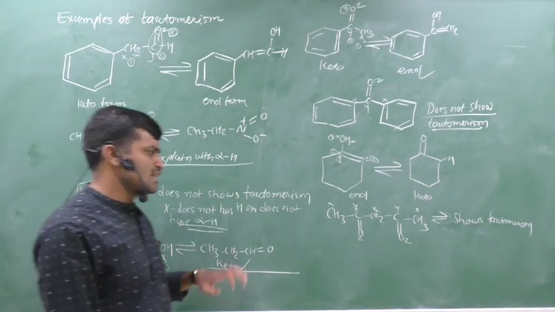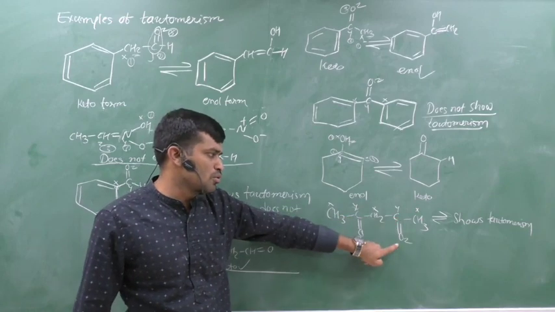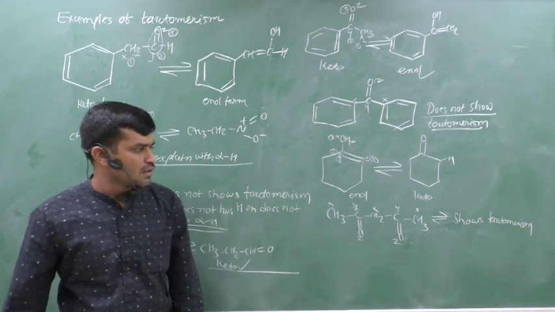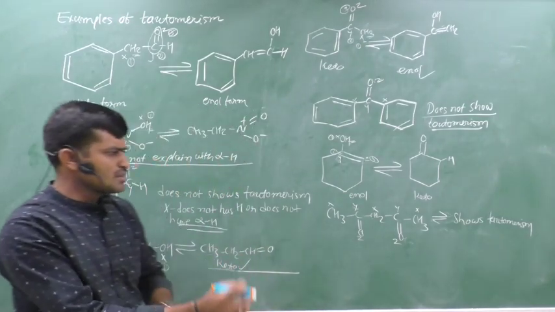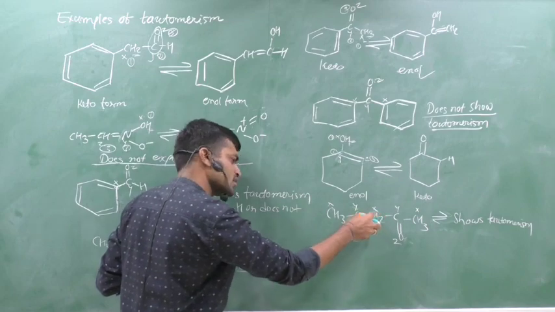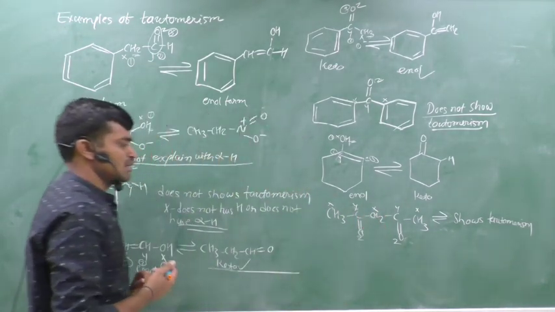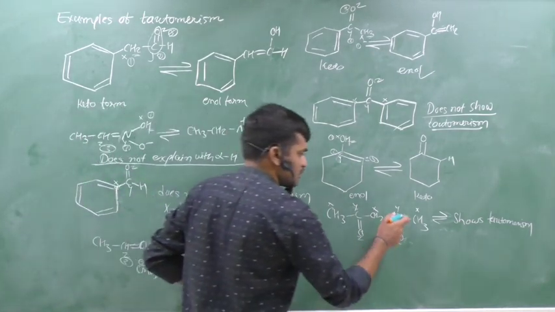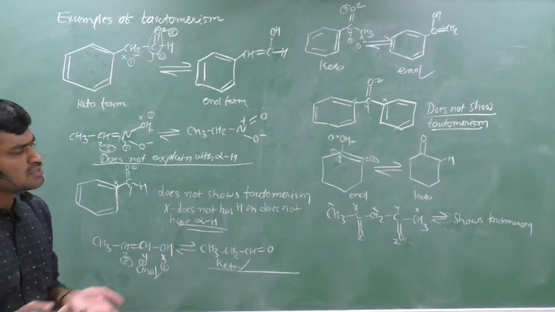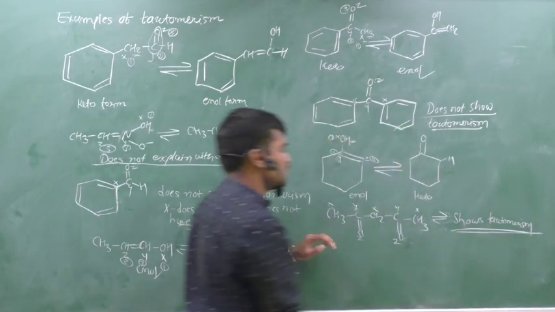Next compound is like that. CH3, C double bond O, CH2, C double bond O, C double bond O, and CH3. Now we can check the condition. We can write here Z, Y, X or X. We can write X on both sides because both carbons have hydrogen atoms. Therefore, we can say that all conditions for tautomerism are satisfied. This compound shows the tautomerism.